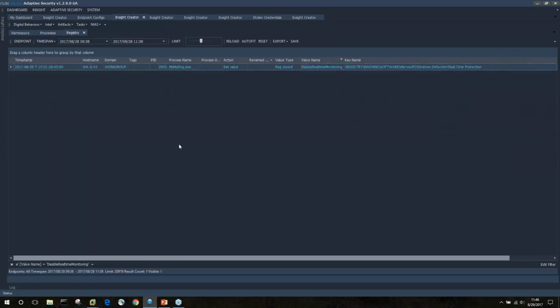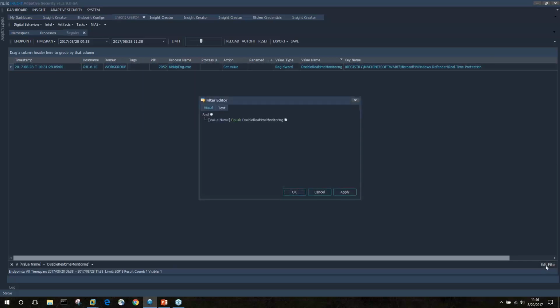Now I can also look in the registry for things like disabling Windows Defender. I was recently experimenting with trying to disable Defender on Windows 10, and ultimately the GUI is actually more challenging than just running the command in PowerShell. So we can find that by looking for the registry value name, disable real-time monitoring, in the registry event data that we're collecting. So this is a search that's going to immediately show me that Windows Defender was disabled on G4L610.